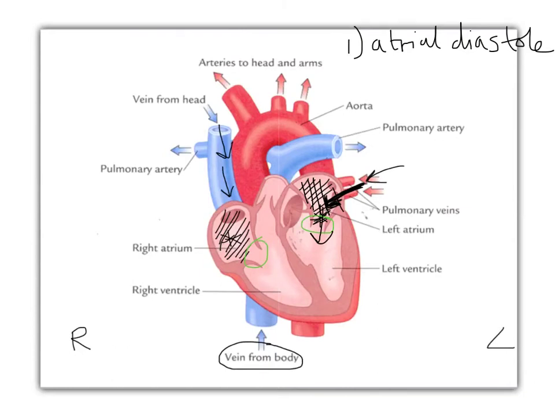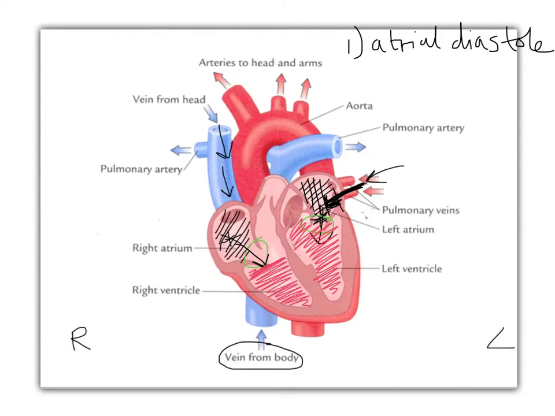So the valve opens and then blood will start to fill up in this ventricle. Same thing on the right side. Because there's higher pressure in the atrium than in the ventricle, the valve will open to allow blood flow, and the ventricles will start to fill up.